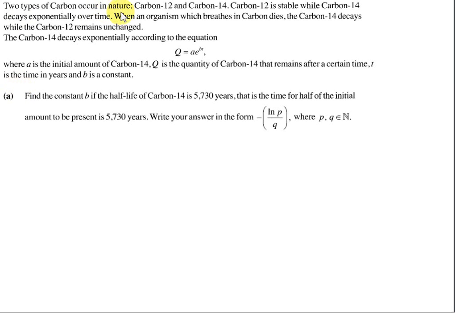Two types of carbon occur in nature, carbon-12 and carbon-14. Carbon-12 is stable while carbon-14 decays exponentially over time. When an organism which breathes in carbon dies, the carbon-14 decays while the carbon-12 remains unchanged. The carbon-14 decays exponentially according to the equation Q equals A e to the power of B times T, where A is the initial amount of carbon-14, Q is the quantity of carbon-14 that remains after a certain time, T is the time in years, and B is a constant.